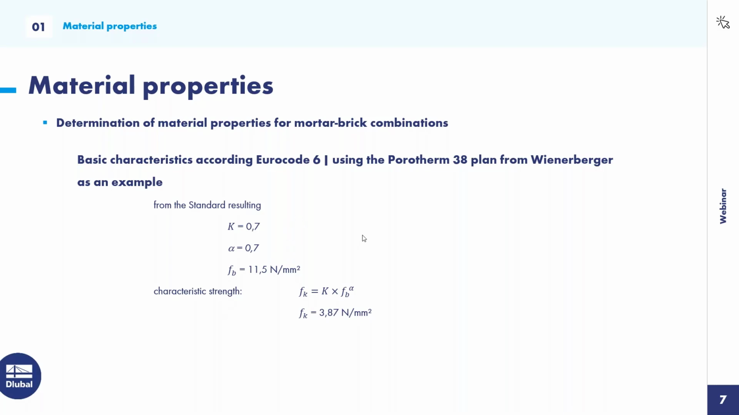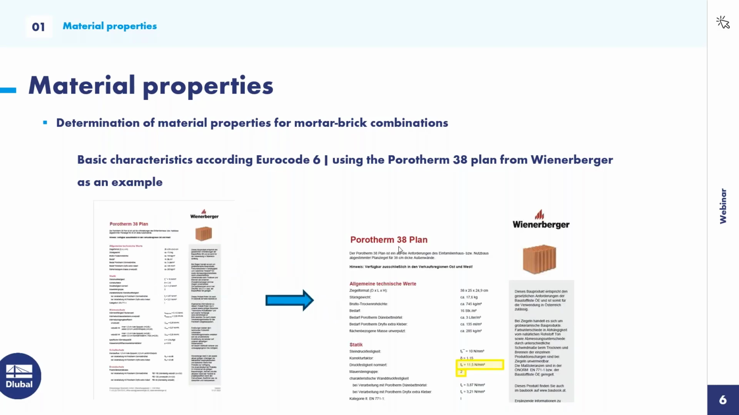In case we use a thin layered mortar, the part of the mortar has no influence on the characteristic strength. That's why we have only the part K multiplied with fb to the power alpha. If we compute this, we get an fk of 3.87. When we go back to the data sheet, sometimes the value fk is also given. Here you can see in case of thin layered mortar, we have an fk of 3.8. If we have another mortar, here called dry fix, you have another fk.